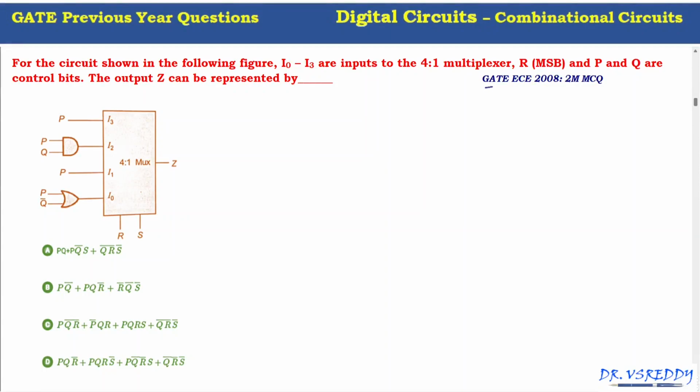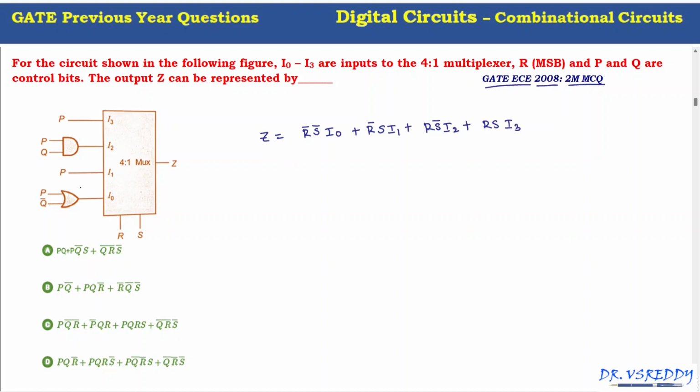This question was asked in GATE ECE 2008, a 2-mark MCQ. For the circuit shown in the following figure, I0 to I3 are the inputs to the 4 to 1 multiplexer. R and S are the control bits, where R is the MSB. The output Z can be represented by... So R and S are selection, right? We can write R bar S bar I0 plus R bar S I1, R S bar I2, R S I3.